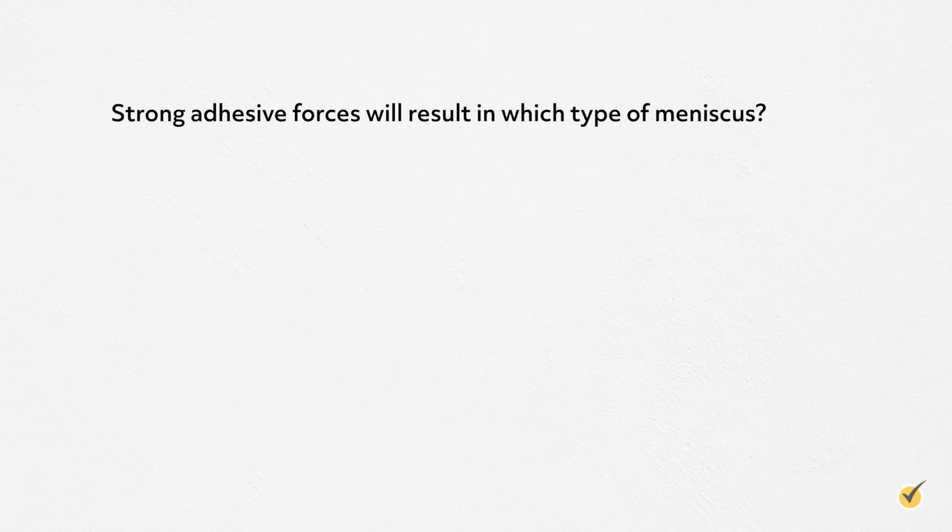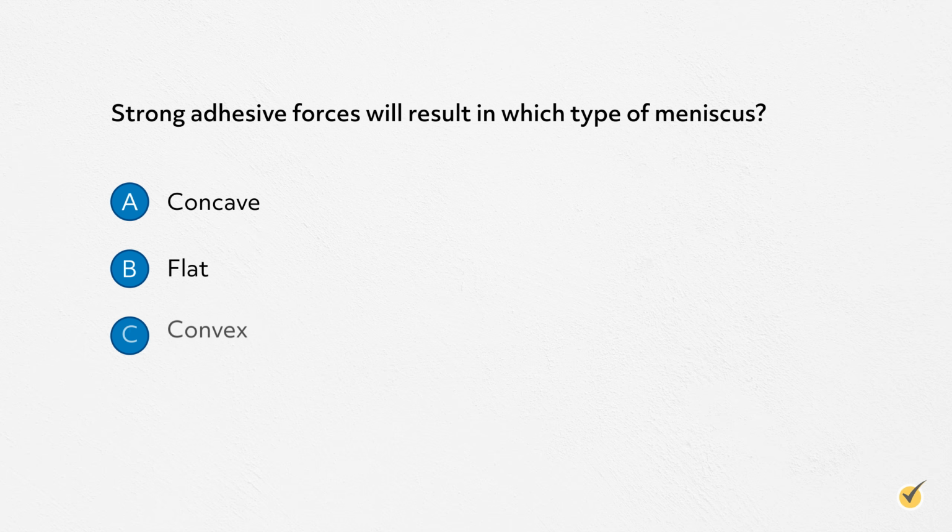Number 3. Strong adhesive forces will result in which type of meniscus? A. Concave. B. Flat. C. Convex. Or D. Psychedelic. The correct answer is A. The water molecules are strongly attracted to the glass molecules and climb up the surface until gravity matches that force.